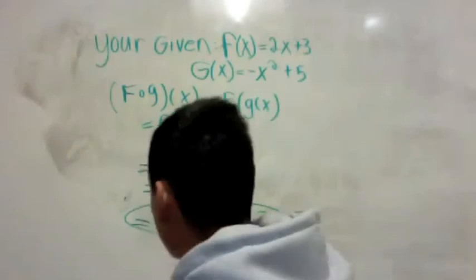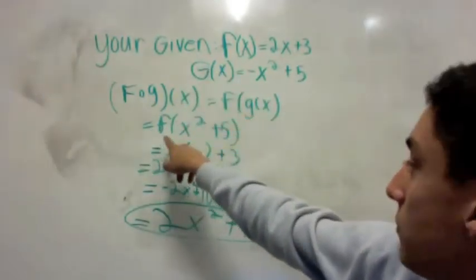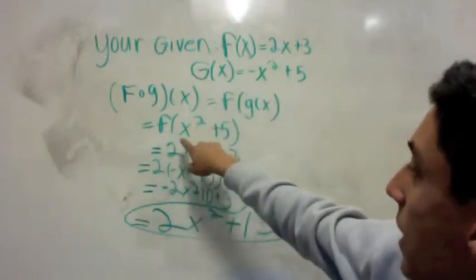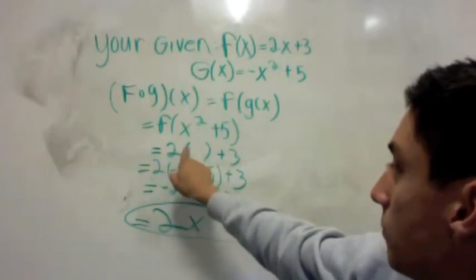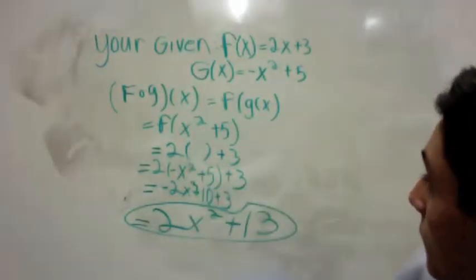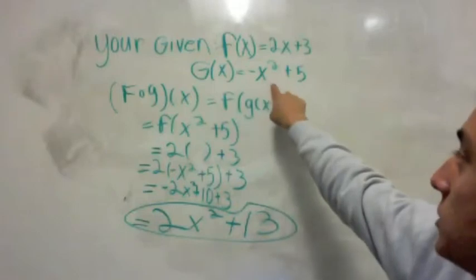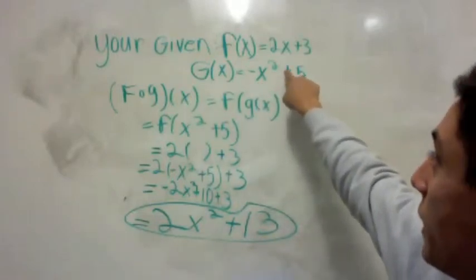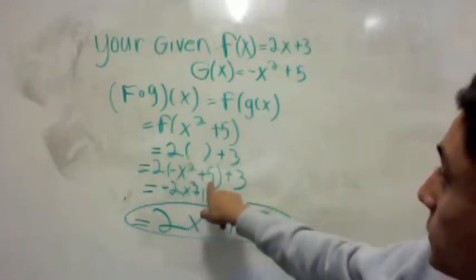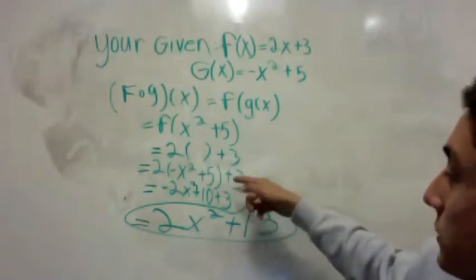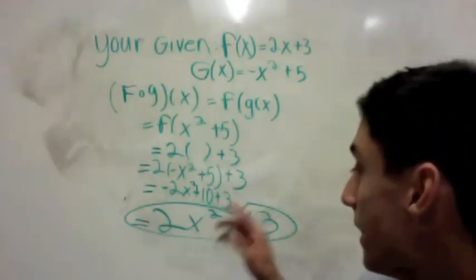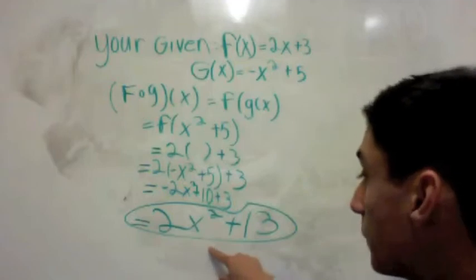So as we go, we bring negative x squared plus 5 into f, and we basically move it into 2 parentheses plus 3, because you're substituting negative x squared plus 5 into that x: 2 times the quantity of negative x squared plus 5, plus 3 at the end, therefore giving you negative 2x squared plus 10 plus 3, and therefore simplifying further to negative 2x squared plus 13.